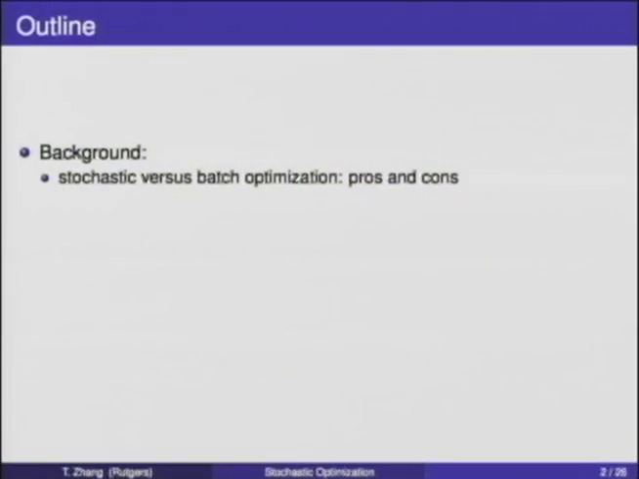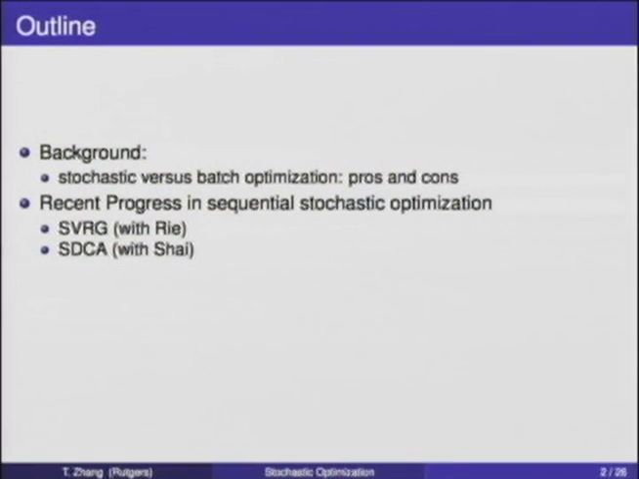Oh, okay. So, outline. I will first talk a little bit about the background of optimization and why we want to do stochastic optimization. Then I will talk about some recent progress we made in sequential stochastic optimization. I'll talk about two methods, which we studied, and explain why they are better than the batch optimization methods.